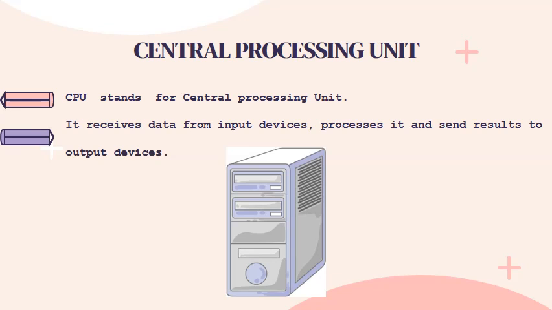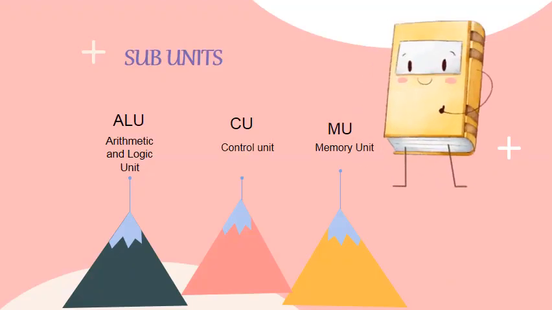Students, let us discuss what is CPU. CPU stands for Central Processing Unit. It is the brain of computer. Just like a human brain works efficiently and gets tired, but CPU does not get tired. CPU works efficiently. CPU receives data from input devices, processes it and sends result to output device.